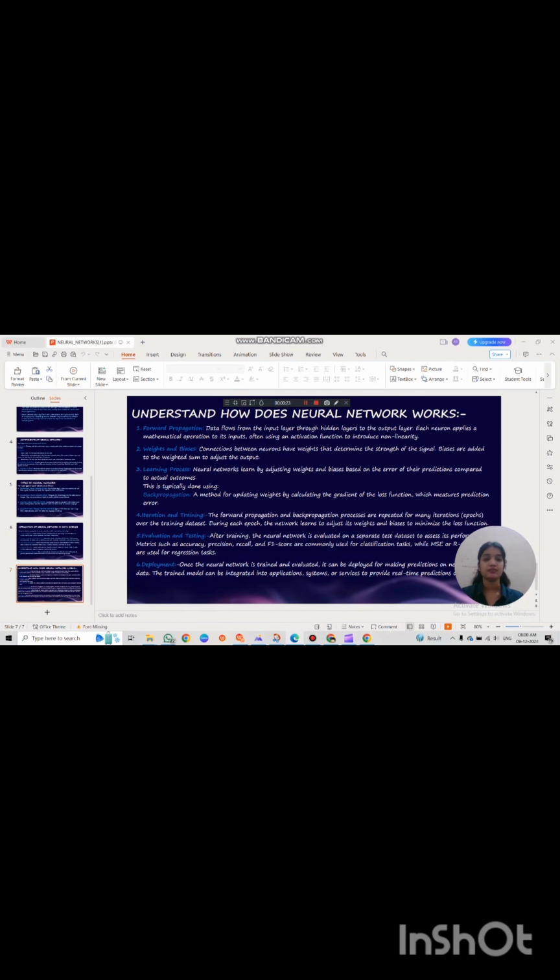Number 2. Weights and biases. Connections between neurons have weights that determine the strength of the signal. Biases are added to the weighted sum to adjust the output.